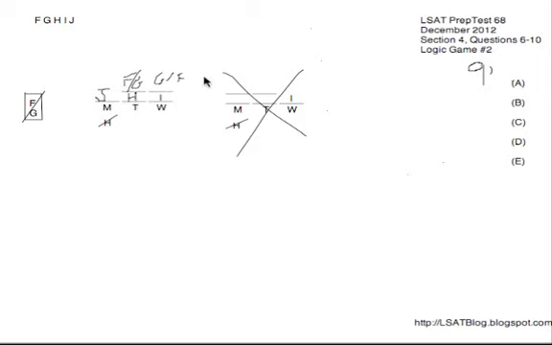No, F could be on Tuesday and G could be on Wednesday instead, so A is gone. B, H on Tuesday. Yes, we've inferred that for certain, so that's our answer. I'll look at the rest though. G on Tuesday. No, G could be on Wednesday as well, so C is gone.